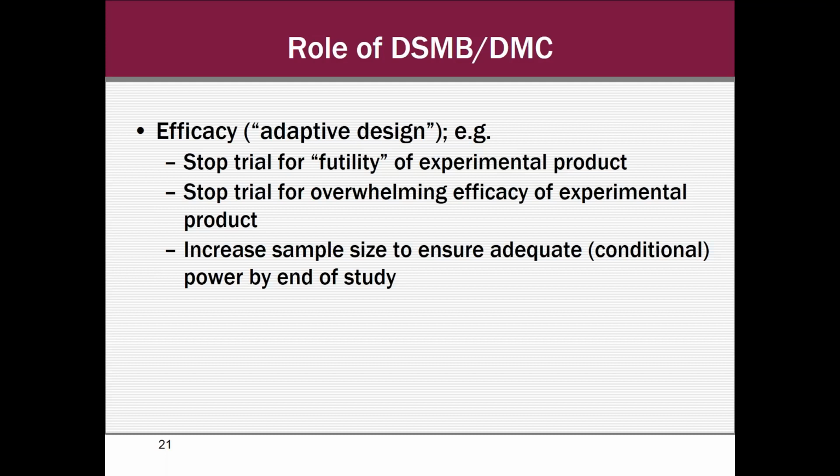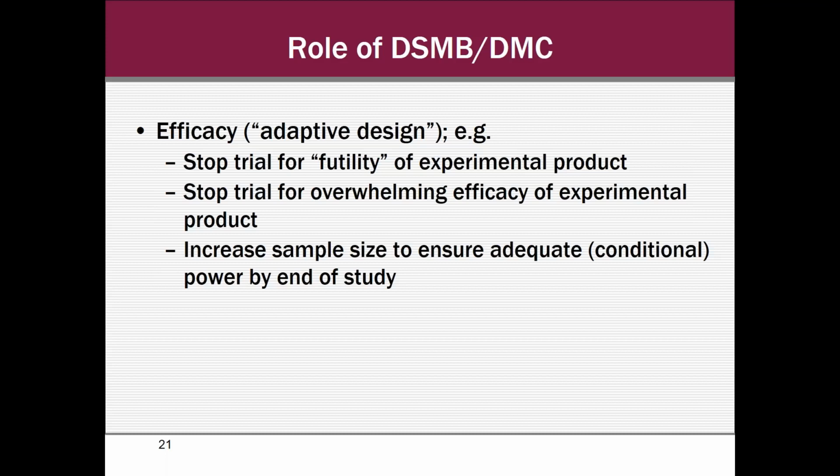Stop the trial for futility of the experimental treatment. Based on the interim data, there's really no difference between the treatments. It doesn't look like there's going to be any difference between the treatments by the time the study's over, so it might be worthwhile just to stop for futility to save time, not waste patients' time, and save money. Or something more positive, stop for overwhelming efficacy of the experimental product. The experimental product is working a lot better than we thought it would based on these interim looks, so let's perhaps stop and start the approval process.